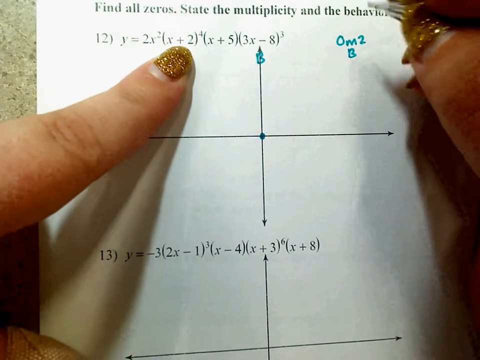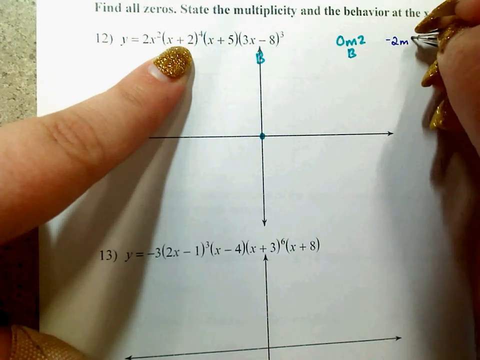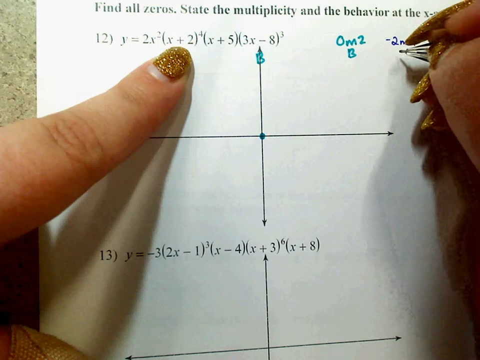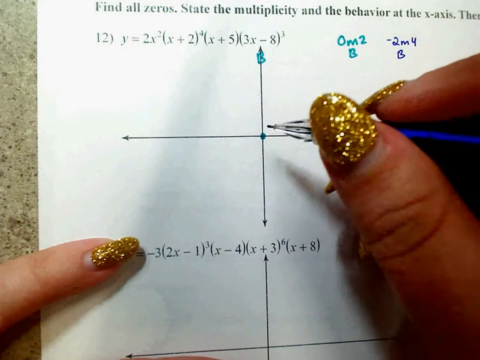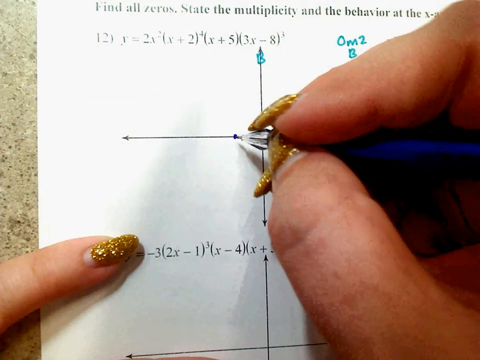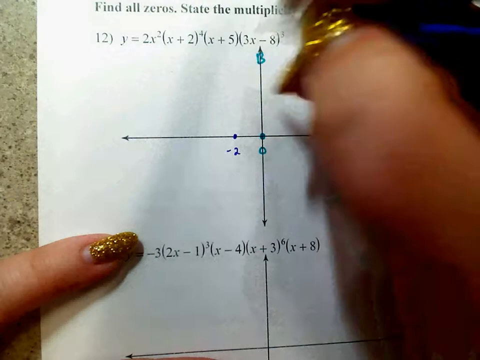For this one, I've got x plus 2 to the 4th power. That means the 0 is negative 2 with a multiplicity of 4. That's an even multiplicity, which means we're going to bounce at negative 2. So I'm going to go over here, I'm going to label this as negative 2. Should label that as 0. And I'm going to bounce again.